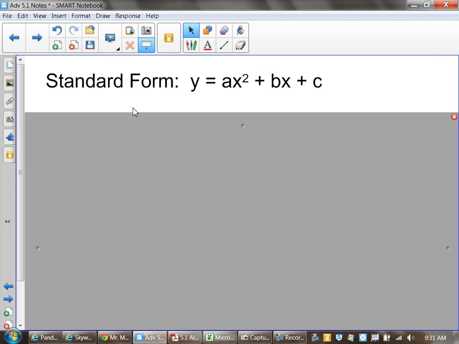If you're going to graph something in standard form, which you guys have done in the past, do we all remember that every quadratic looks like a parabola? Do you remember what a parabola looks like? It's a U. It's either up like a cup or down like a frown. Up like a cup, down like a frown?